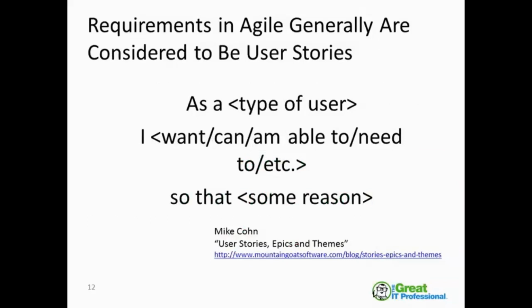So I'm sure that most of you are familiar with user stories, which are the form that is generally used for capturing requirements in Agile projects, and Mike Cohn's format: as a such and such type of user, I want something or another so that I get some benefit, some reason. And that's pretty straightforward, pretty well known. I would suspect that most of you use a similar format.